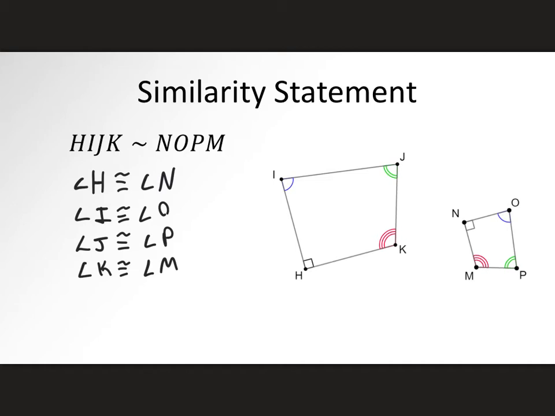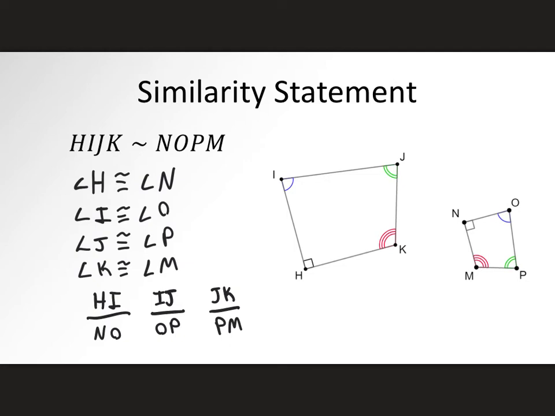We can also write ratios for each of the sides. So the first side mentioned in the first part of the similarity statement is HI, and that will correspond with NO because that's the first side mentioned in the second part of the similarity statement. So we can make that into a ratio, HI over NO. We can also say that IJ corresponds with OP because it's the second and third letter in both parts of the statement. We also know that JK corresponds with PM.